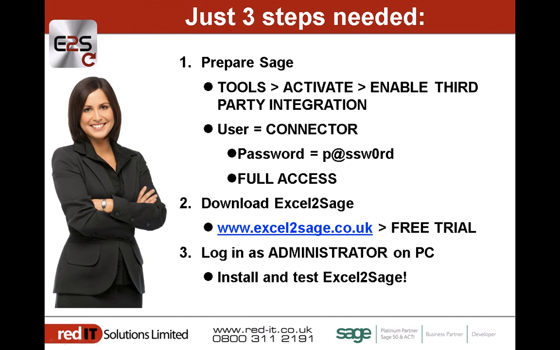So what do you need to do? Well, it's very simple really, three simple steps. First thing you need to do is prepare Sage. By default, Sage doesn't allow other things to talk to it. So what you have to do is go into Tools, Activate, Enable Third-Party Integration in order for it to be able to talk to third-party software like Excel2Sage. I'll show you that in a second.